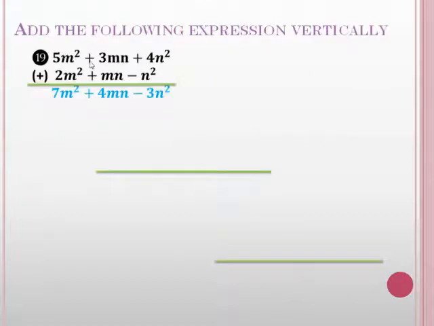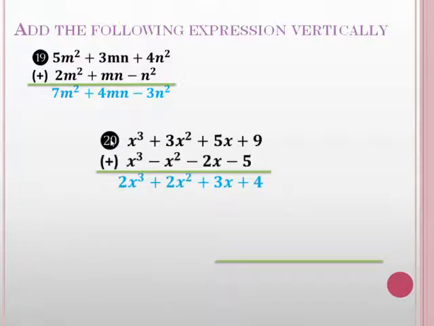Now we move towards another question from the same exercise, question number 19. 5m square plus 3mn plus 4n square is added with the second expression, which is 2m square plus mn minus n square. Here we start our solution from the right side: 4n square and minus n square. This n square has the coefficient 1, which means plus 4 and minus 1 gives 3n square. Okay, plus 3mn plus mn. This mn is also carrying the coefficient 1, so 3 plus 1 is equal to 4mn. Then 5m square plus 2m square gives 7m square.